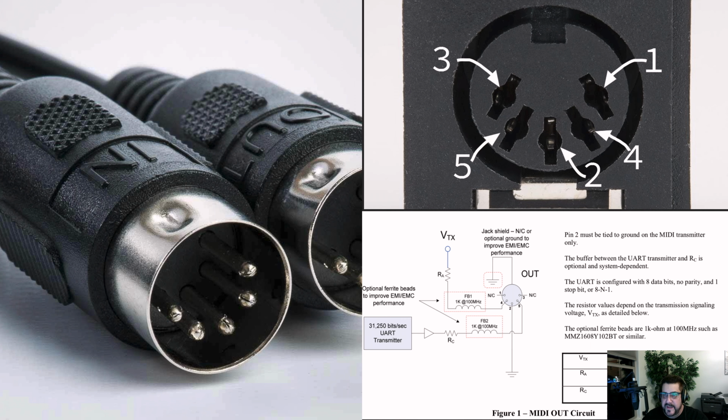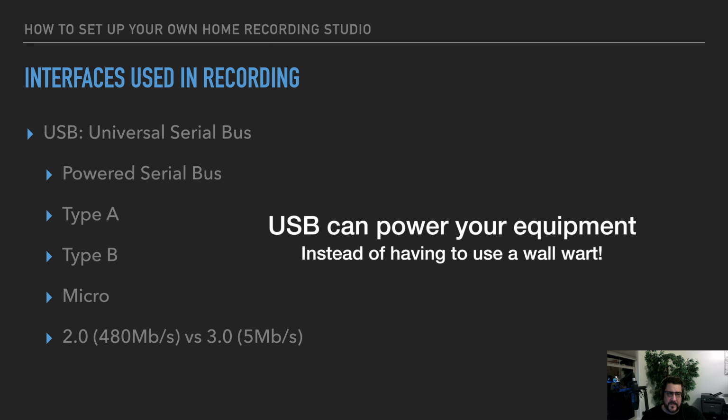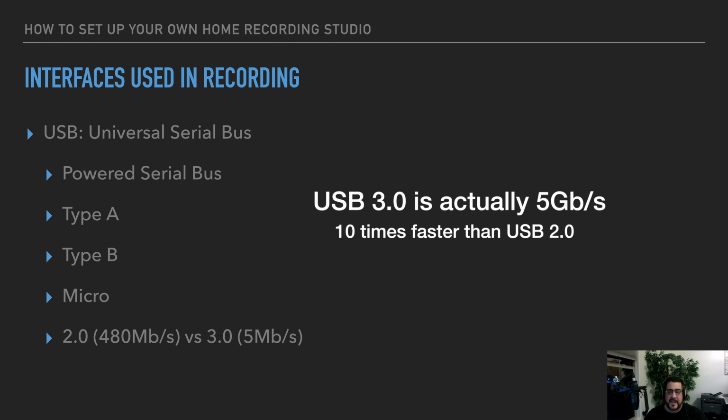Now let's talk about, since we brought up the idea of the Universal Serial Bus, or USB, let's talk about it. So it's basically a powered serial bus, and the fact that it's powered is interesting to us from a recording perspective, and I'll show you why in a minute. But we more generally in recording use type A, type B, which is less common in other walks of life, but in recording it's pretty common, and micro.